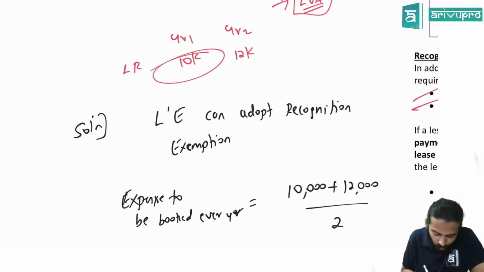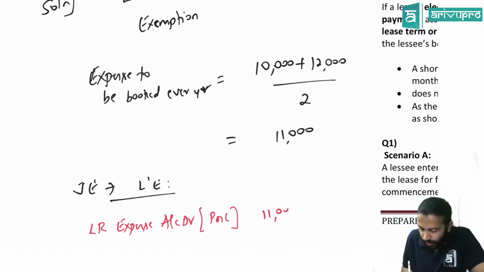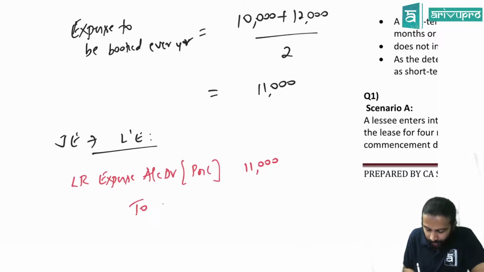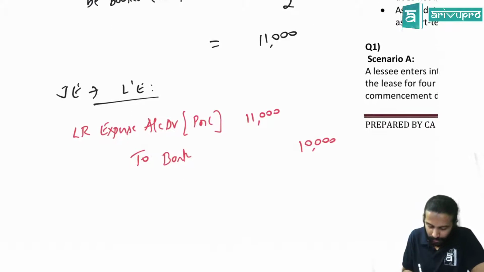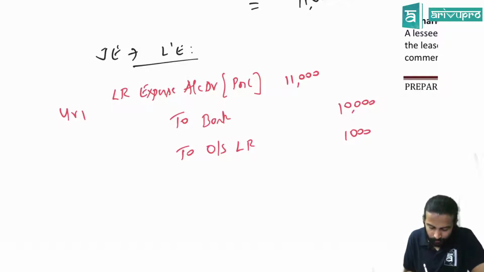Contract value of 10,000 or straight line value of 11,000? Straight line value of 11,000. Correct. To bank account, how much? He paid only 10,000 for the first year. That means the balance of 1,000 you'll treat as outstanding lease rental. Got it? This is for year 1.